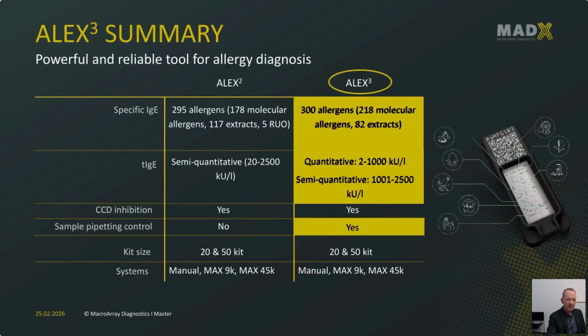So in summary, the ALEX3 contains new features, namely the quantitative determination of total IgE within the range of 2 to 1,000 kilounits per liter. The number of molecular allergens has been increased and the number of extracts has been decreased to help improve the specificity, accuracy, as well as reproducibility of the assay. CCD inhibition is offered by default, and a sample pipetting control has also been added, which should ultimately help improve the reliability of the test by reducing the false positives due to the lack of analytes.